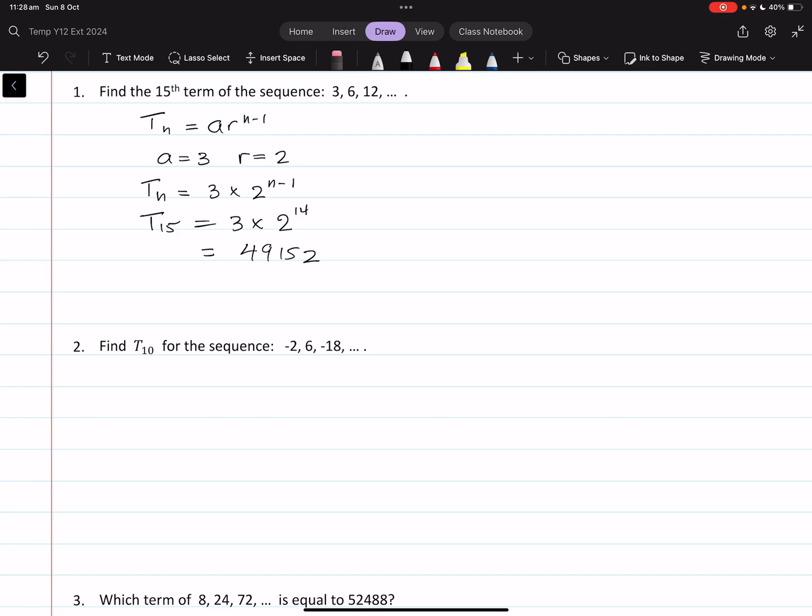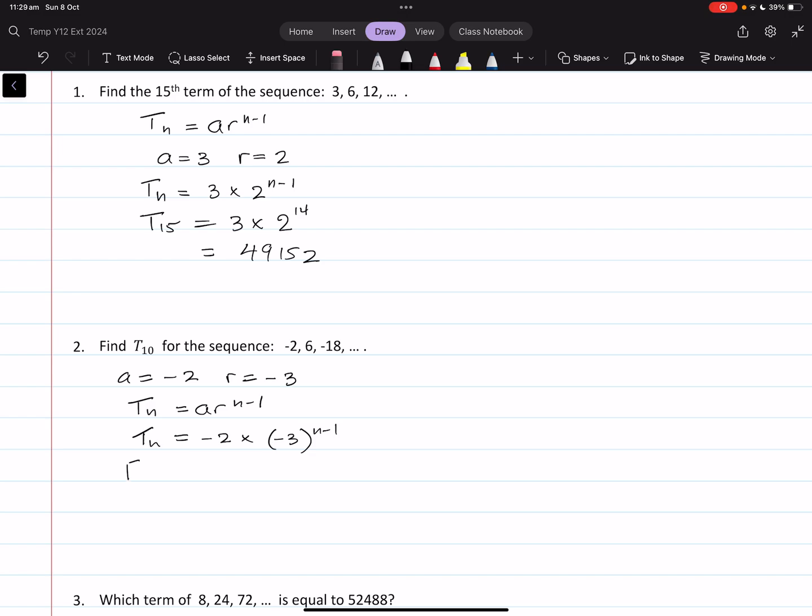Second example, find the 10th term, T10, for the sequence -2, 6, -18, ... You can see this is an alternating series. It's negative, then positive, then negative. Our first term is -2. Our common ratio, 6 divided by -2, is -3. So it's alternating. That negative common ratio will make it go negative, positive, etc. Our formula for our nth term is equal to AR to the n minus 1. And so that's going to be -2 times R, which is -3, to the power of n minus 1. So there's our nth term.